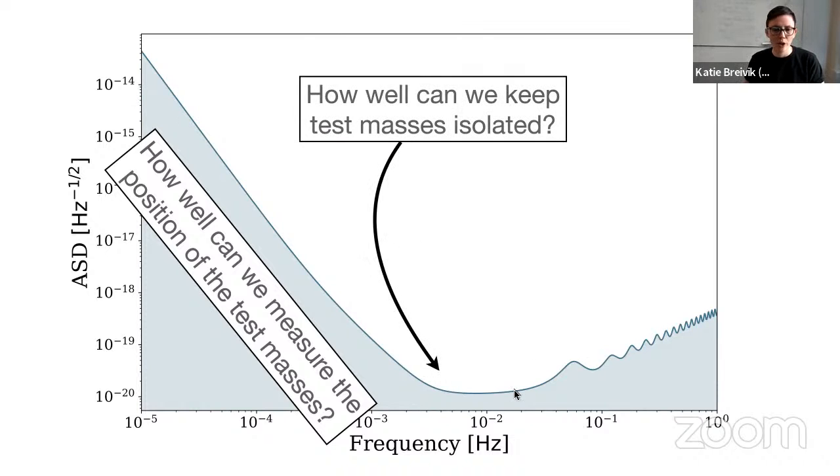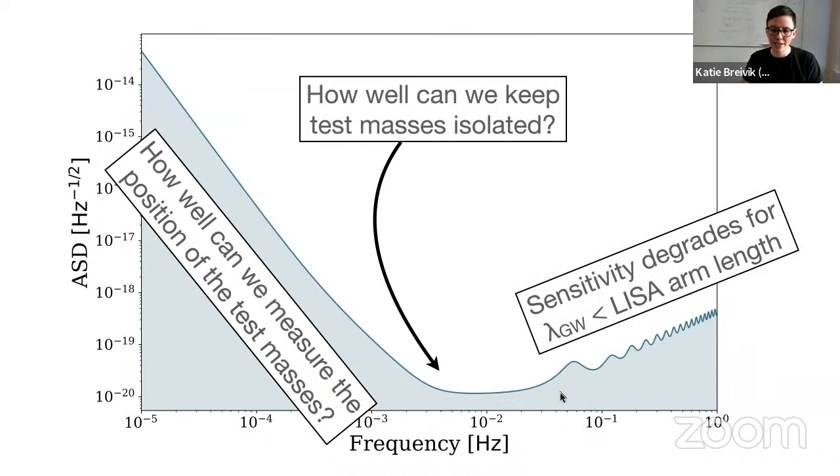At the bottom, this is how well you can actually keep the test masses isolated from like external conditions. One of the biggest sources of noise for LISA is actually solar radiation pressure. So that's kind of an interesting, weird collision of like solar system physics and gravitational waves. And then on the right here, the sensitivity actually degrades at high frequencies as well. And that's because the actual physical wavelength of the gravitational waves starts to become smaller than the size of the LISA arm lengths itself.